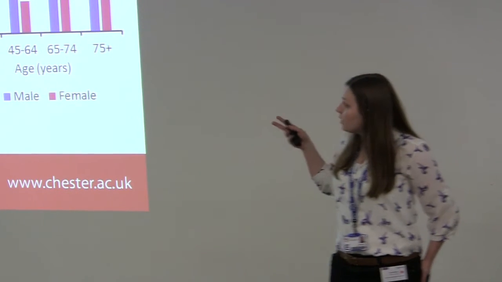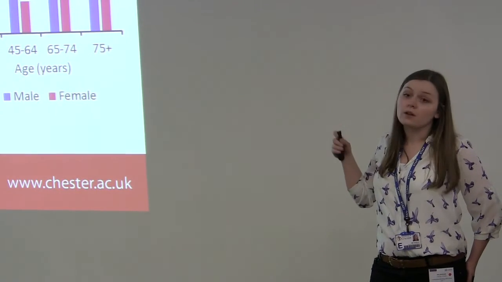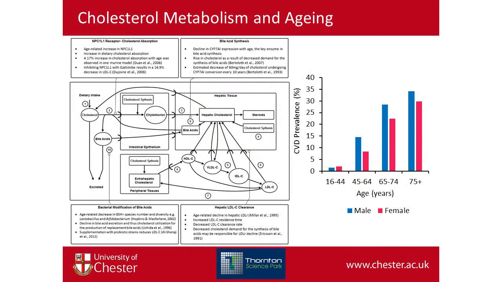And then interestingly, the fourth way that we found that cholesterol is affected with age is that bacteria in the gut, they produce an enzyme called BSH, which modifies bile acids to make them more readily excreted. And with age, these bacteria such as lactobacillus or bifidobacterium go down, therefore there's less enzyme, and you don't so readily excrete bile acids, and they are reabsorbed back to the liver. Therefore, your way of removing cholesterol from the system is lessened.